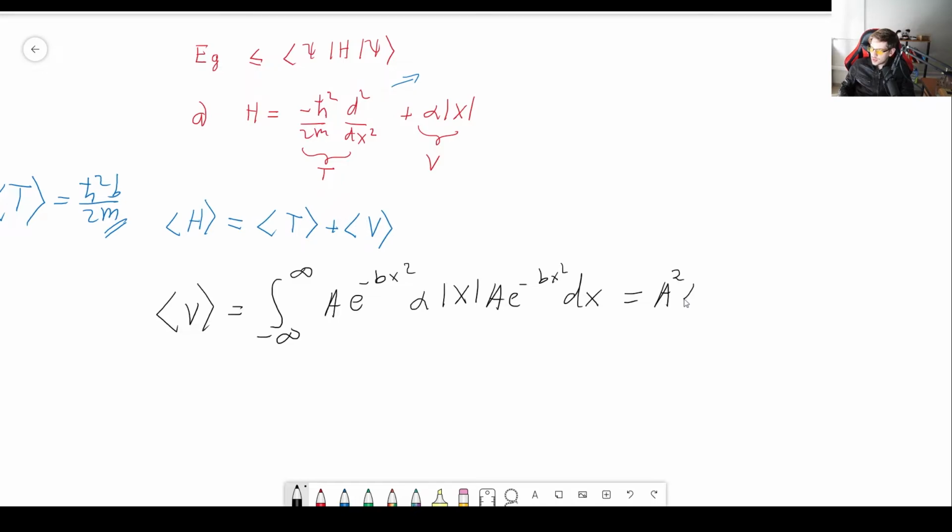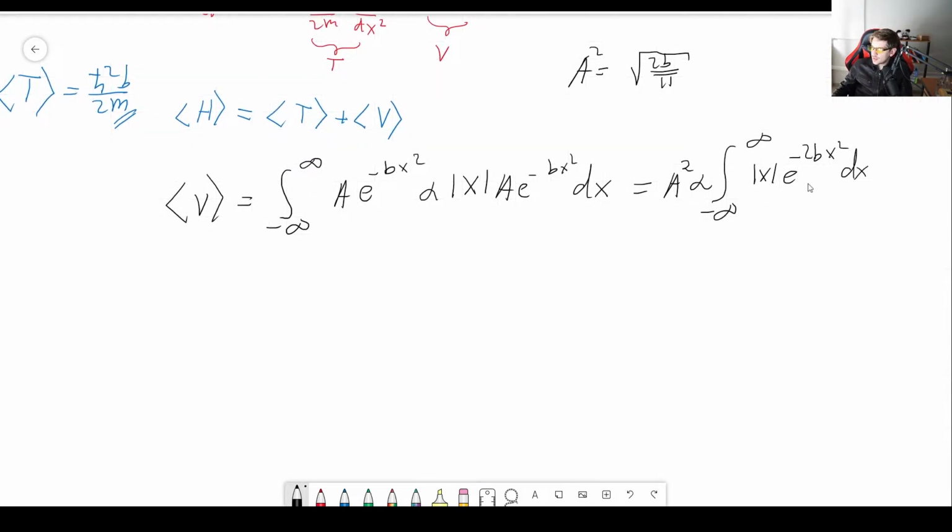All right, so we can take our constants outside. So we get a squared alpha. We, of course, already know the value of a, right? Just as a reminder, the a squared is square root of 2b over pi. We just found that by normalizing. Then what else do we have? We have still the integral, and we have the absolute value of x e to the minus 2b x squared dx. Okay.